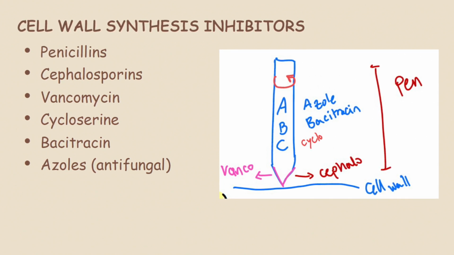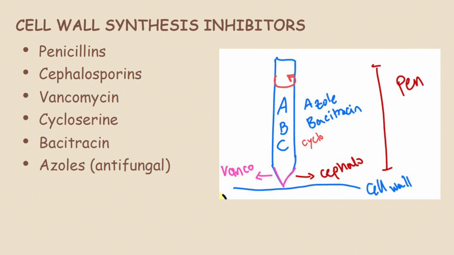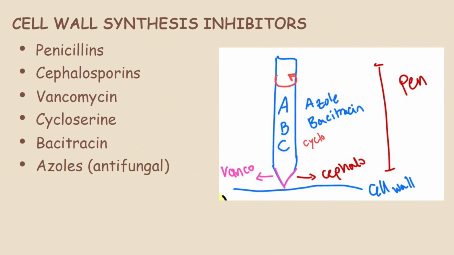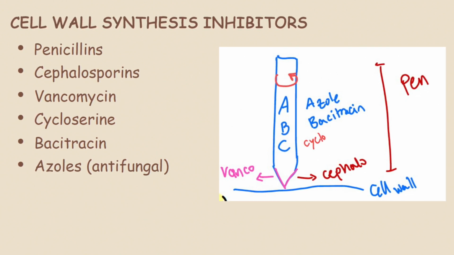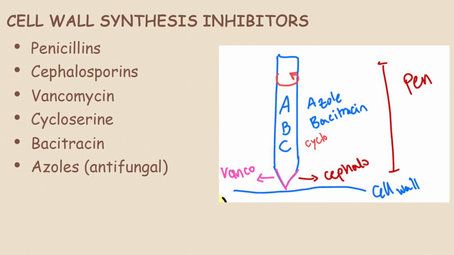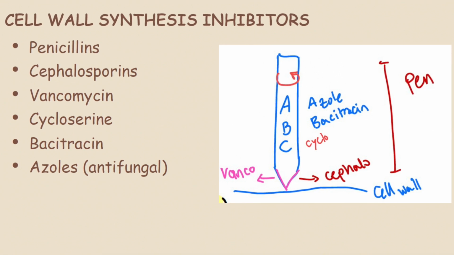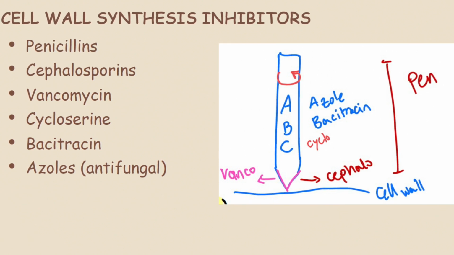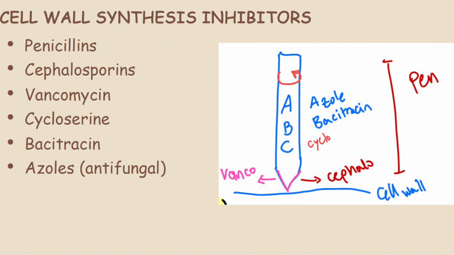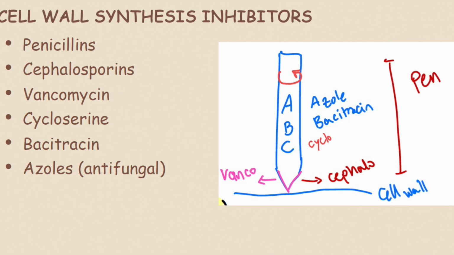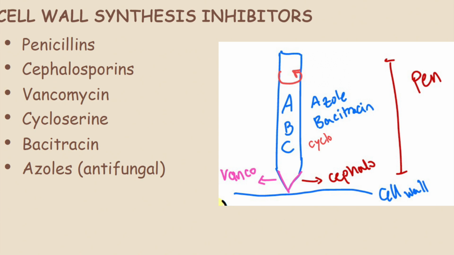So as I said, the paper is the cell wall and the penicillin is on it. The tip of the pencil or the head of it will remind you of cephalosporins, with the cephalo referring to head. The tip of the pencil also is shaped like a V, so representing vancomycin. Obviously you use the pencil to write alphabets such as A, B, C. So A stands for azole, B for bacitracin, and C for cycloserines. So this mnemonic will help you to wrap up all the cell wall inhibitors at once.